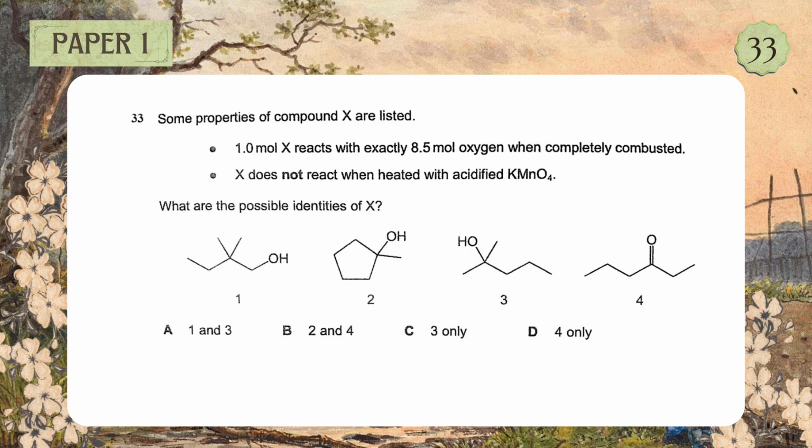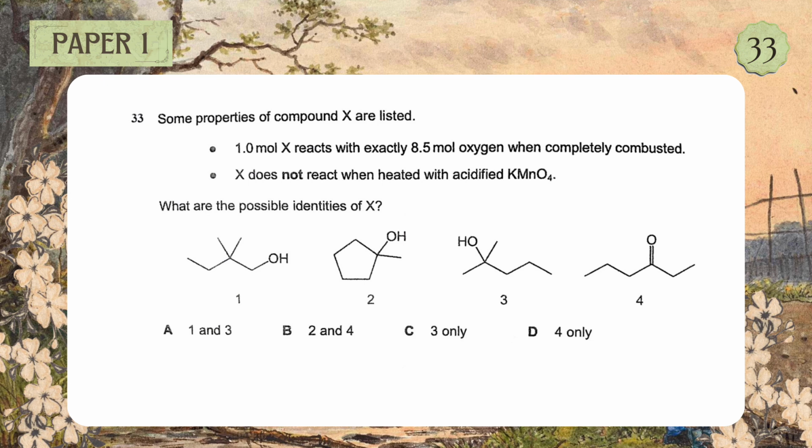First, 1 mole of X reacts with 8.5 moles of O2. We can use the general combustion formula to find out how many carbons and hydrogens it has. Second, X does not react with acidified KMnO4. This tells us X must be a tertiary alcohol or a ketone because primary and secondary alcohols oxidize easily. So let's test the combustion of molecule 3.